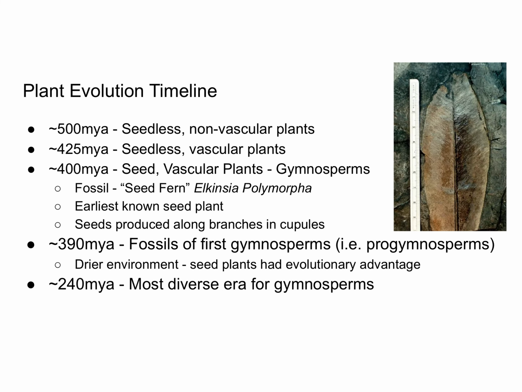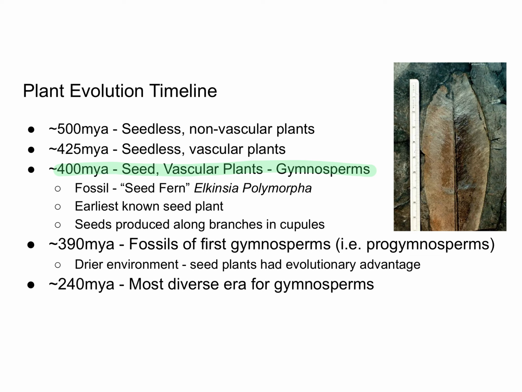In this video, we're going to cover an introduction to gymnosperms, and then there will be some additional videos that go into more details. We talked a little bit about the plant evolution timeline in a different video, so here we're going to focus on the gymnosperms, which first became apparent in the evolutionary timeline about 400 million years ago.